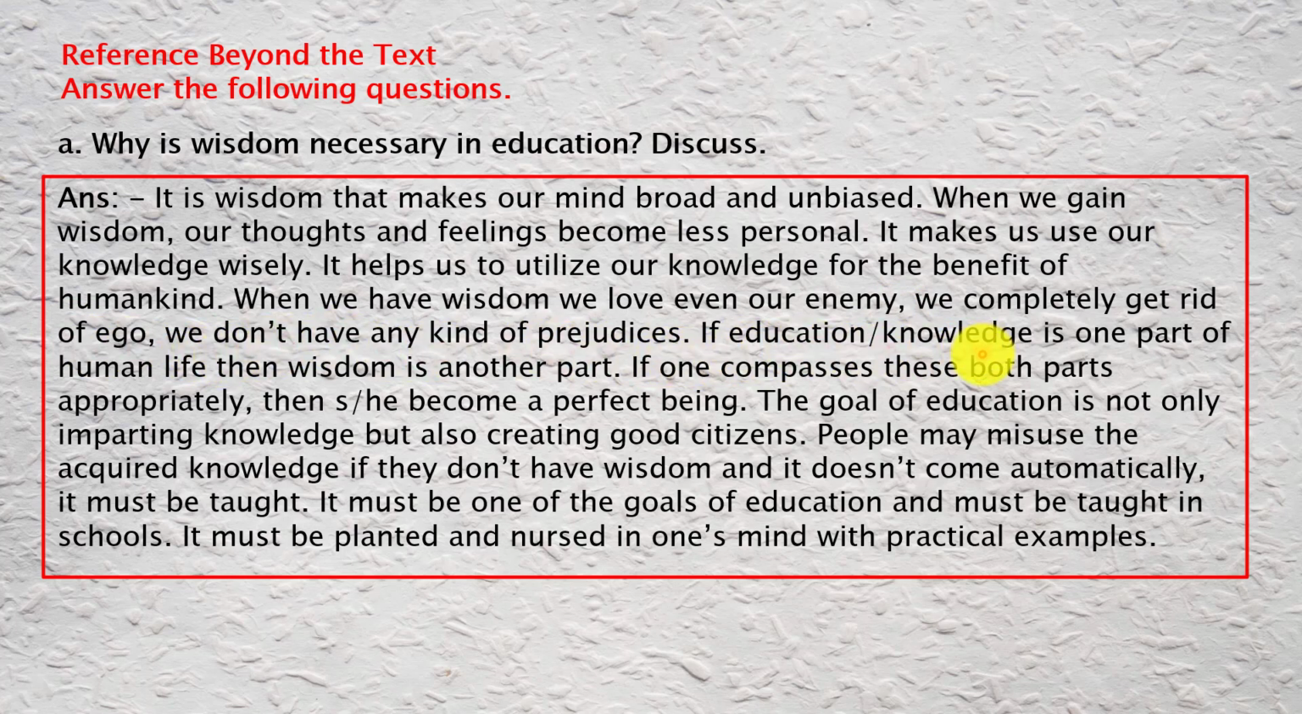If education knowledge is one part of human life, then wisdom is another part. If one compasses these both parts appropriately, then he or she becomes a perfect being. The goal of education is not only imparting knowledge but also creating good citizens. People may misuse the acquired knowledge if they don't have wisdom. It does not come automatically. It must be taught. It must be one of the goals of education and must be taught in schools. It must be planted and nursed in one's mind with practical examples.